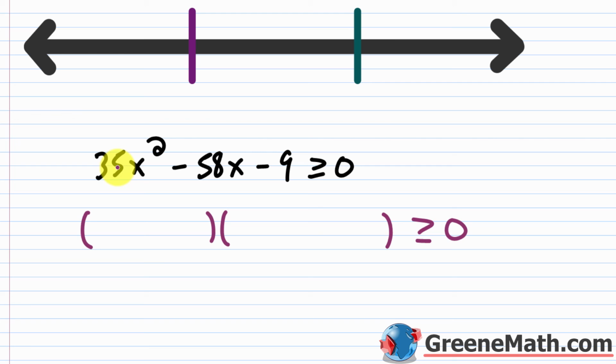So for 35, you either have 1 times 35. That's unlikely to work, so I wouldn't start there. And then you have 5 times 7. Now, I've already factored this, so I know that 5 times 7 works. But again, if I hadn't factored it, I would start with 5 times 7. So I'm going to go 5x here, and then 7x here. And then I need to think about this position and this position.